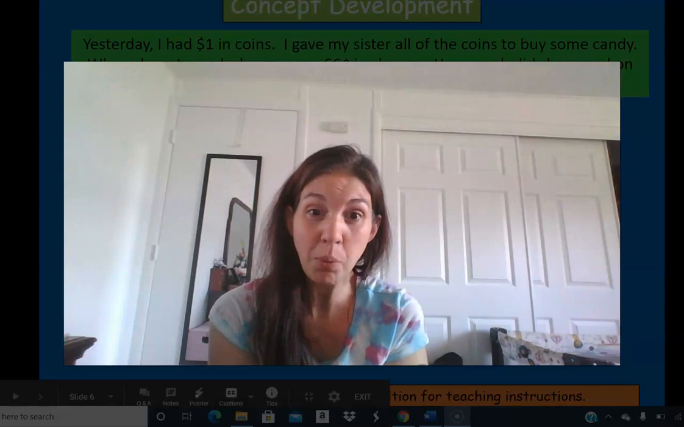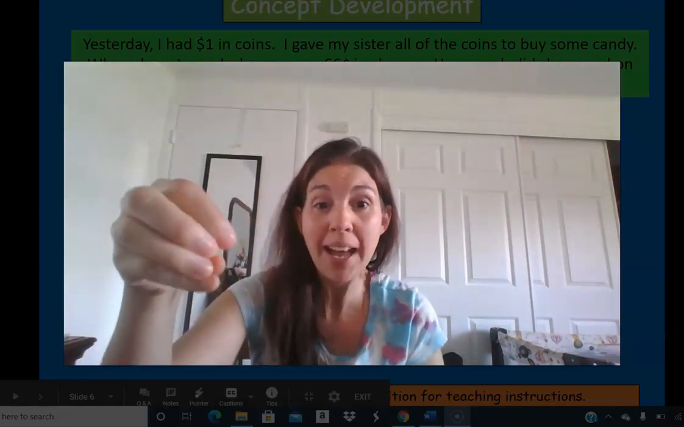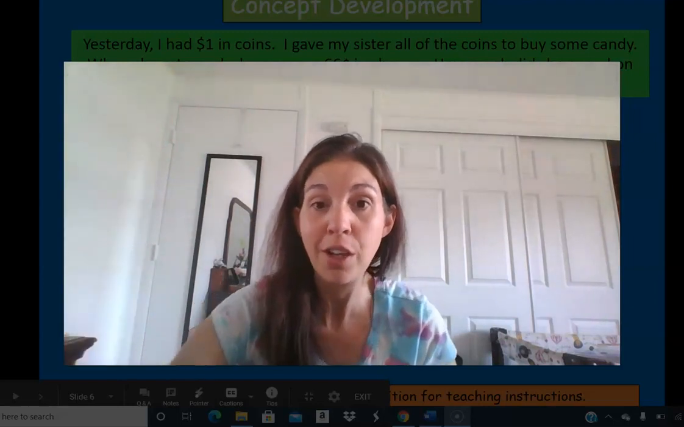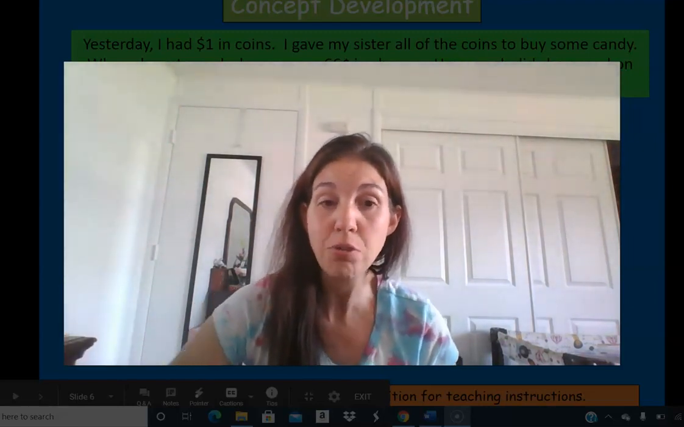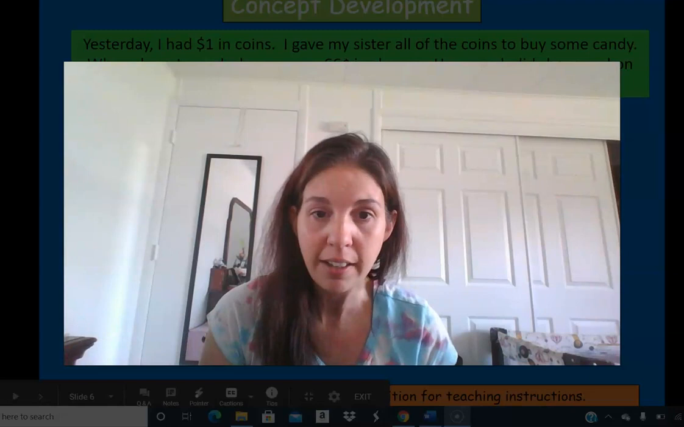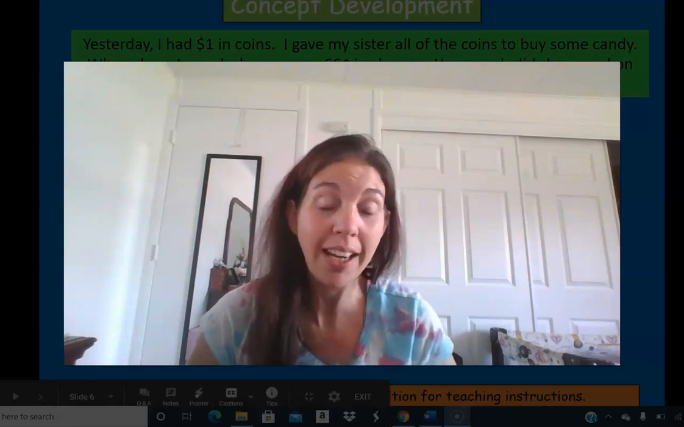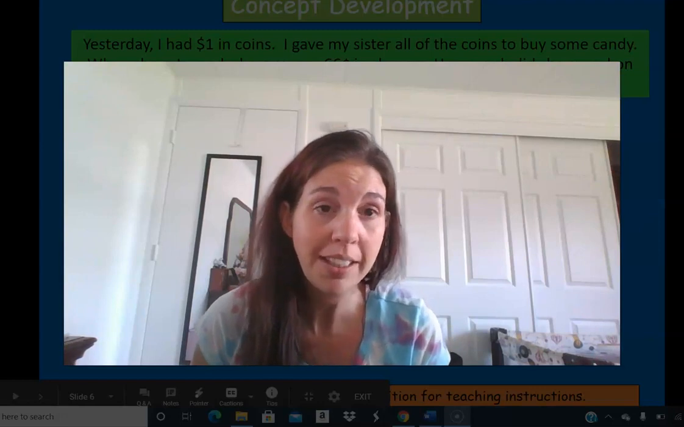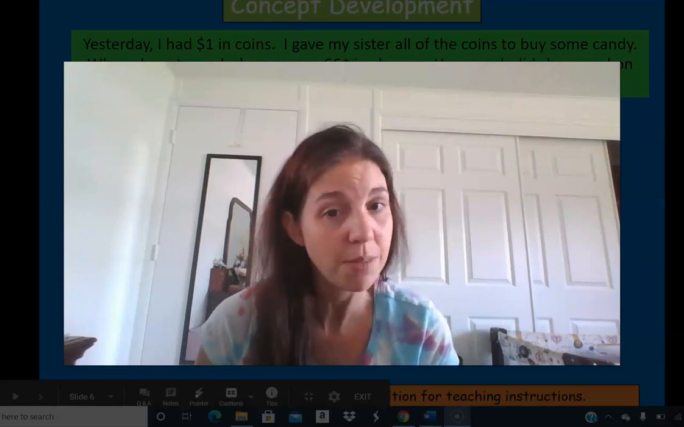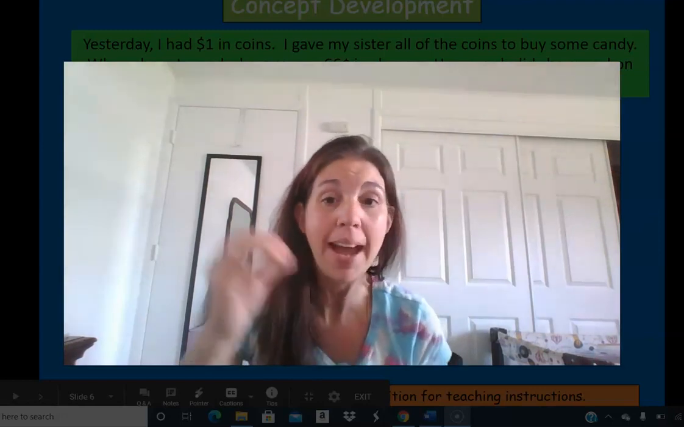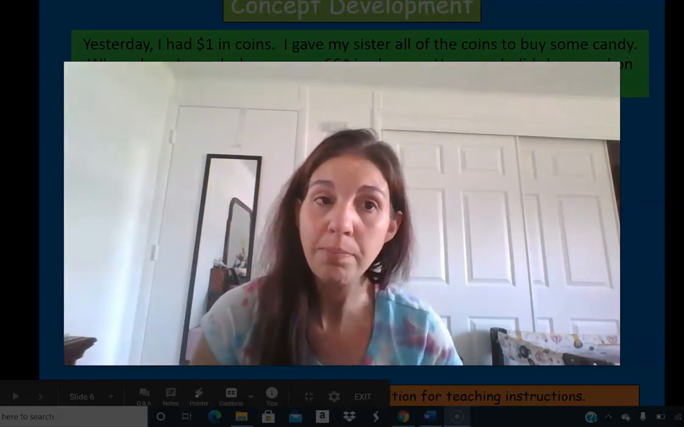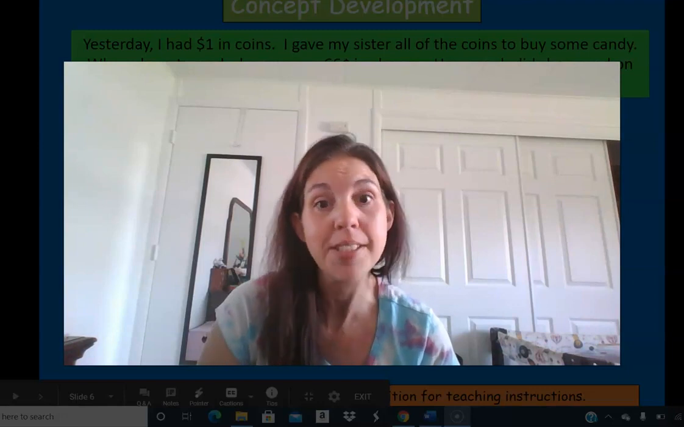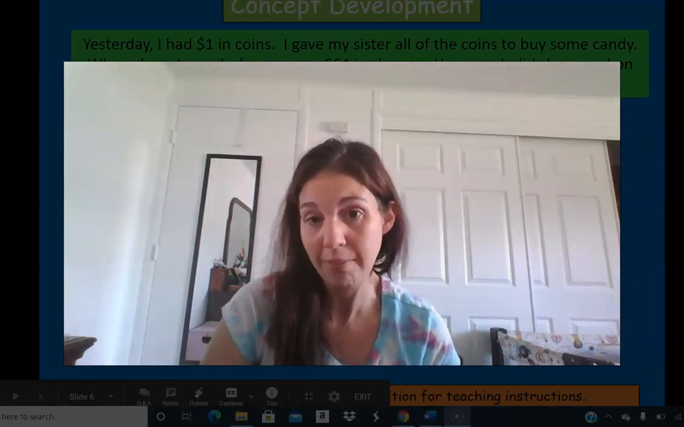But now you still have more money, and they're going to give you back the rest of your money. The money that they give you back, that's called change. They're not going to take more money than what the item costs. So when we hear this word change, it means they're giving you money back that you don't need, because the item you bought was not as much as the money you gave them.